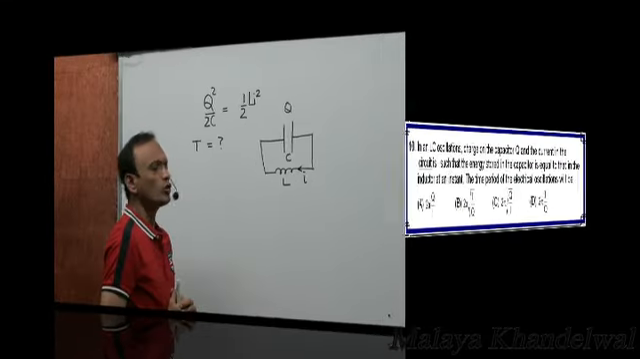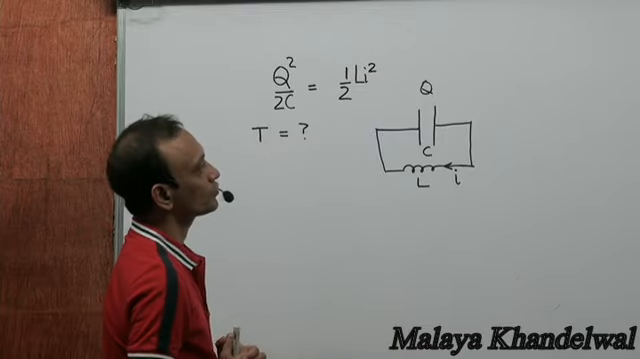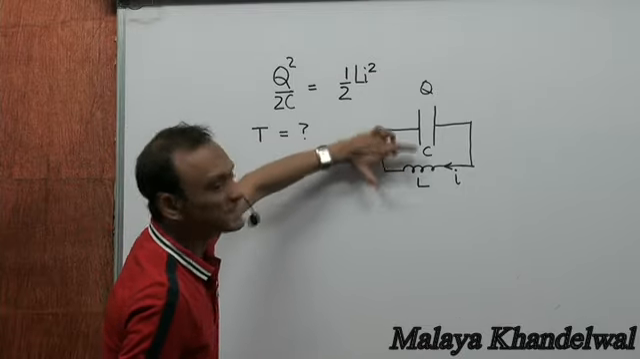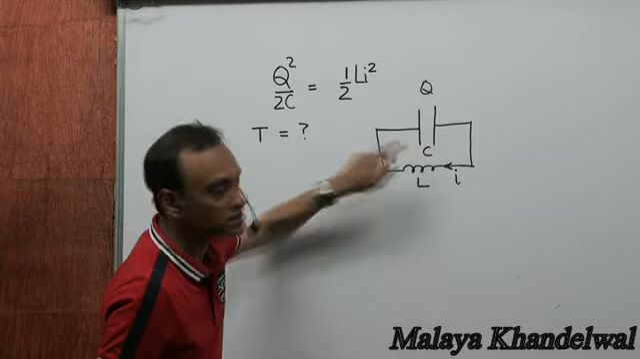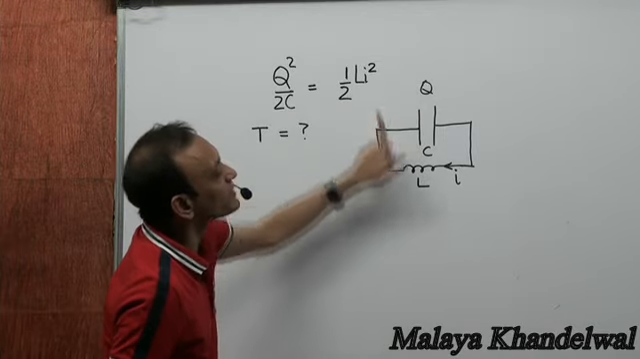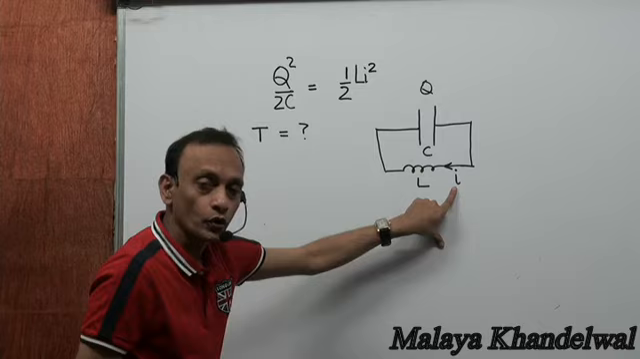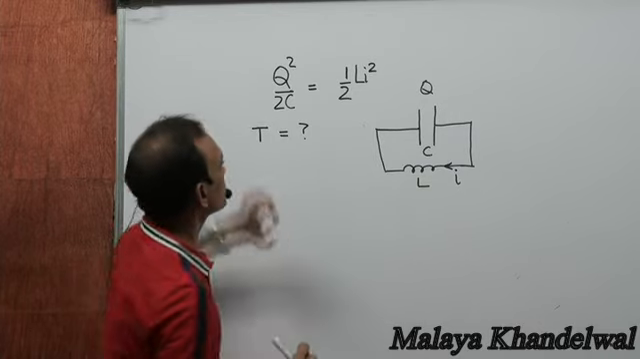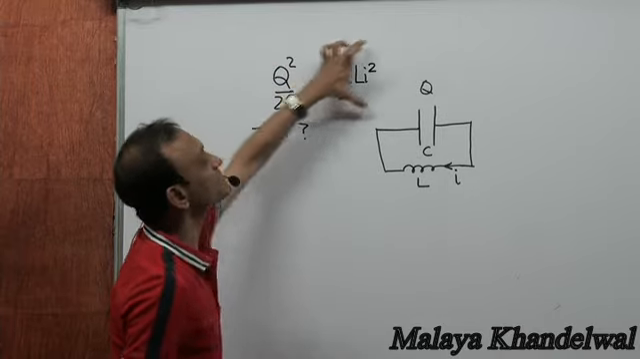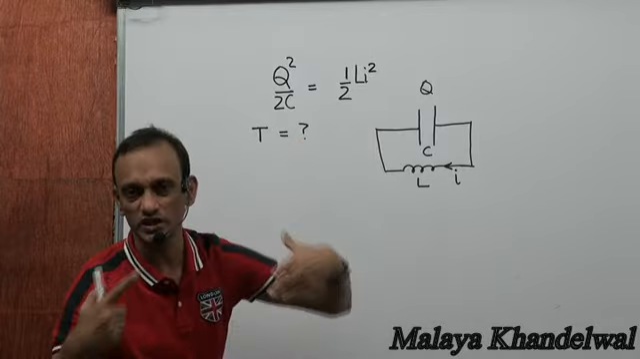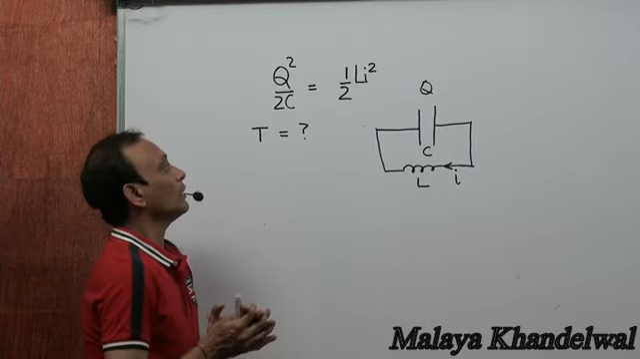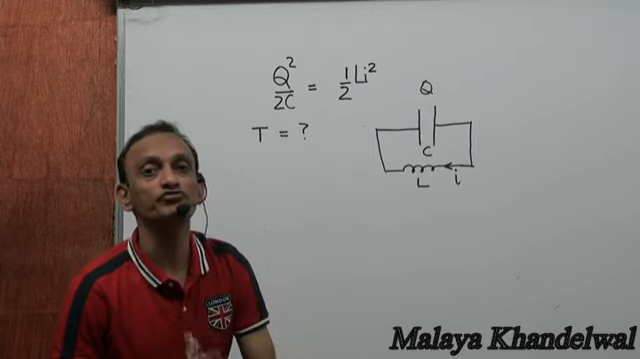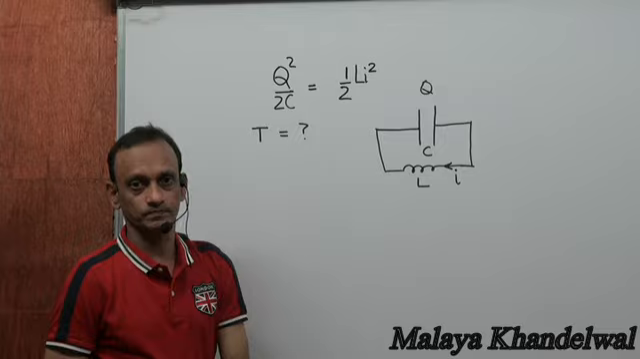For you, a really plain and simple problem. We have an LC circuit, inductor capacitor circuit, and the charge on the capacitor is related to current in the inductor, and is given by Q squared by 2C is half L i squared for a certain situation, right? We want to find the time period of oscillation of this electrical circuit.